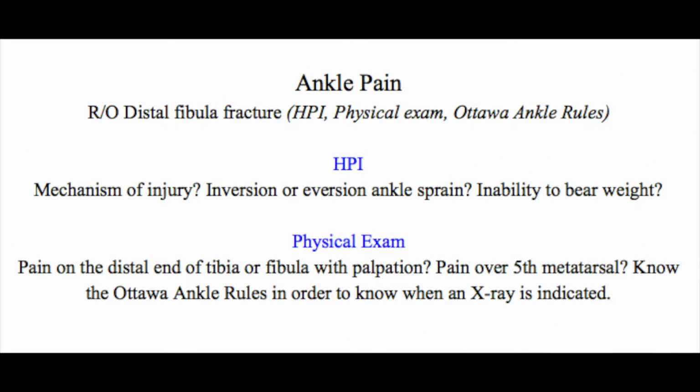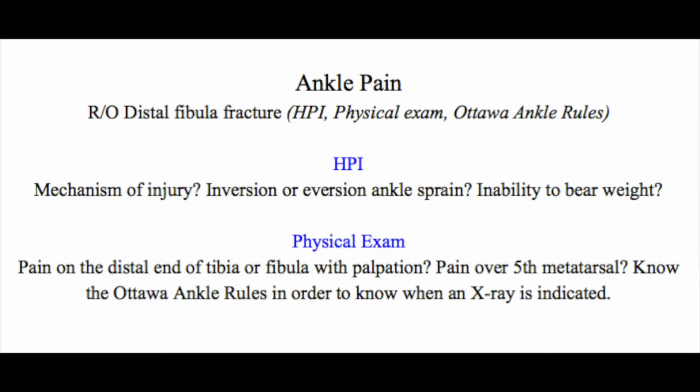If the patient complains of ankle pain, we need to rule out a distal fibular fracture. During the HPI, find out what the mechanism of injury was. Was it an inversion or eversion ankle sprain? Are they able to bear weight on it? Were they able to bear weight on it immediately?